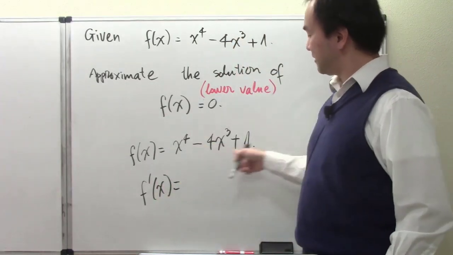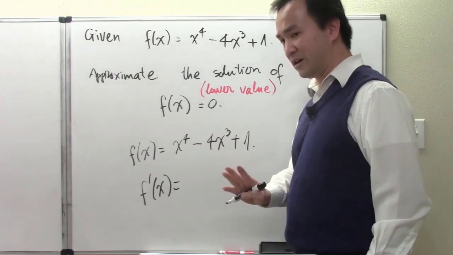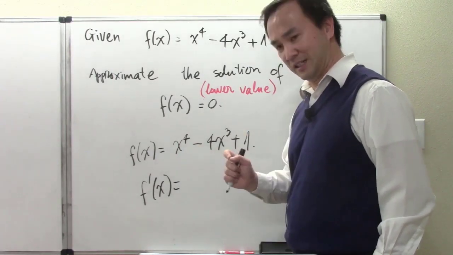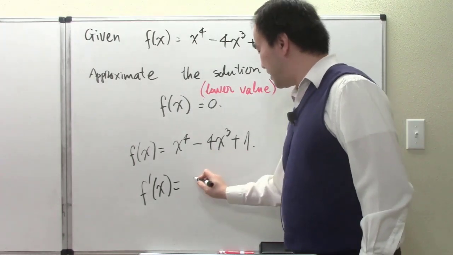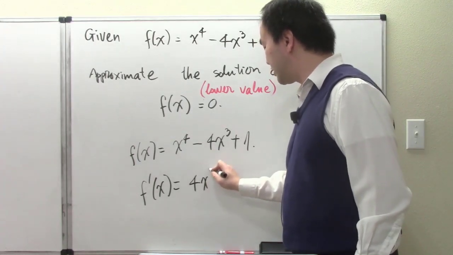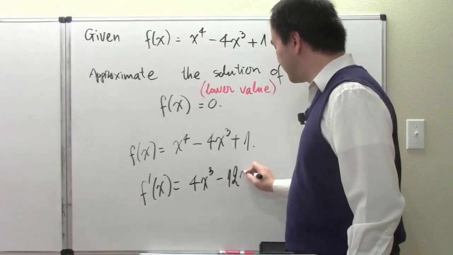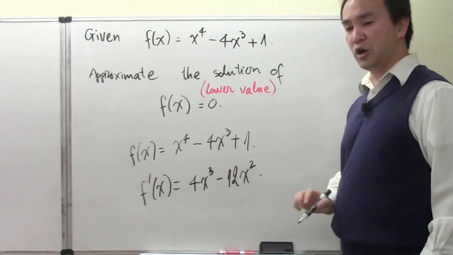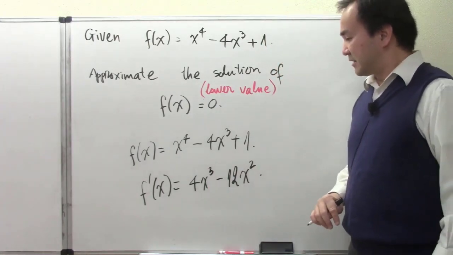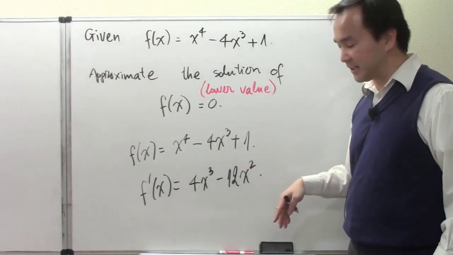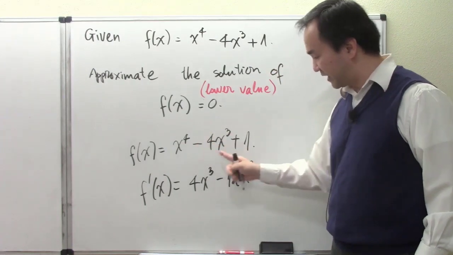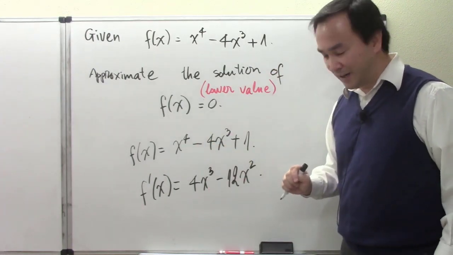At this point, anyone arriving at this video should be fluent in taking these easy enough derivatives. So this should give me 4x cubed minus 12x squared. There's no need to factor out or simplify or anything like that. When we get that derivative, that's here. We've got the derivative. Okay.